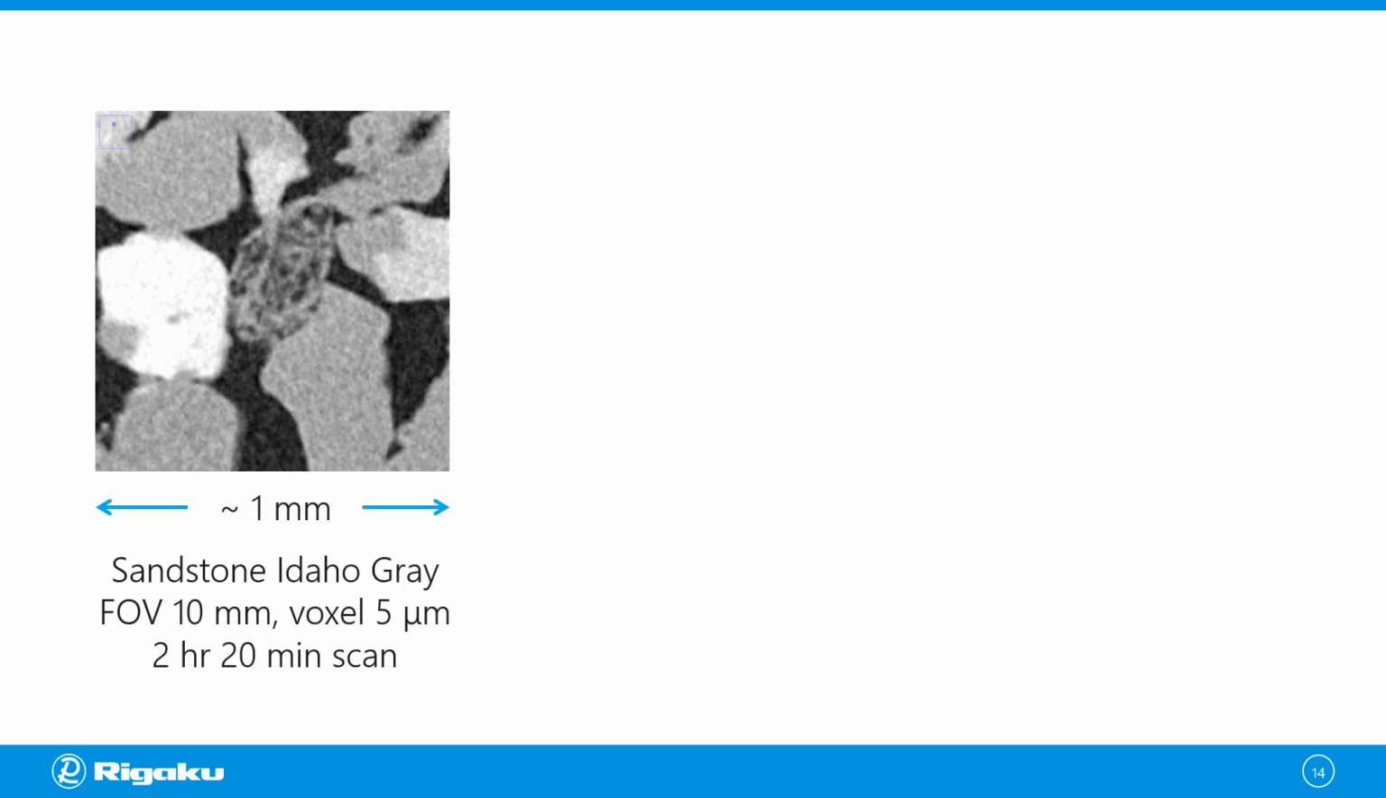So next, I'm going to show you some examples of CT scans. This one is sandstone Idaho gray, which has relatively large grains. So we were able to use 5 micron voxel size, a 2-hour 20-minute scan, and this was good enough to do very accurate simulations. And you will see this sample a lot in this presentation.